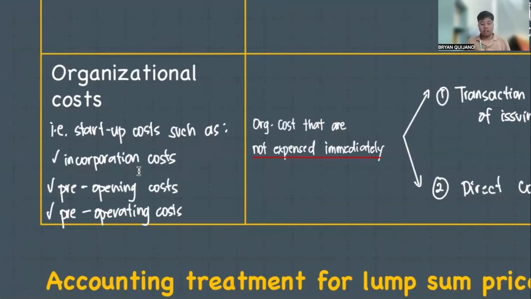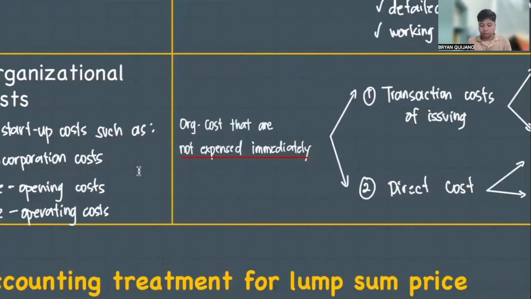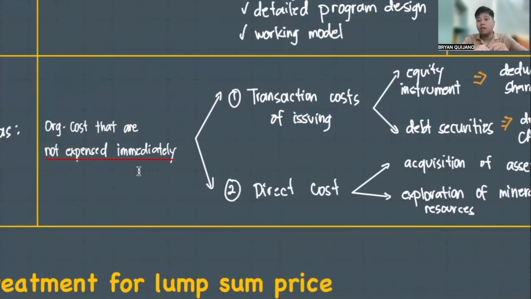Organizational costs are startup costs such as incorporation costs. Let's say the cost that you have incurred when you are applying for your certificate of incorporation, for your bylaws, etc. Then your pre-operating and pre-opening costs. All of those are organizational costs. As a general rule, all organizational costs will be an outright expense.